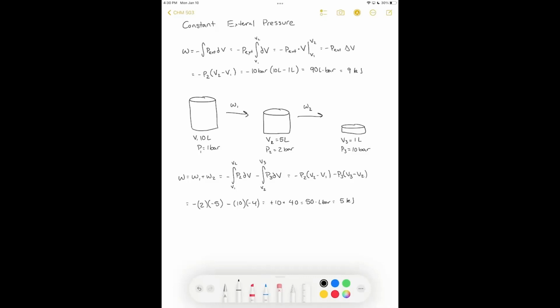So you'll note that same process, we're starting at the same state, we're ending at the same state. We have a work of only 5 kilojoules, whereas before our work was 9 kilojoules. We have a different amount of work because we've done a different path. If we wanted to calculate the change in internal energy, that would actually both be 0 because the temperature isn't changing. These kind of processes are known as irreversible processes.